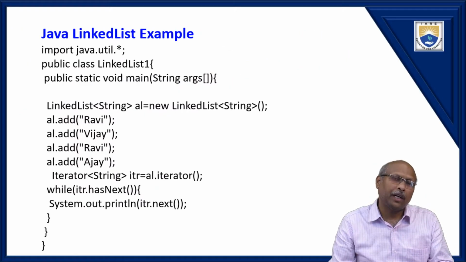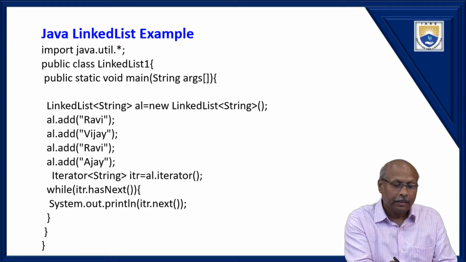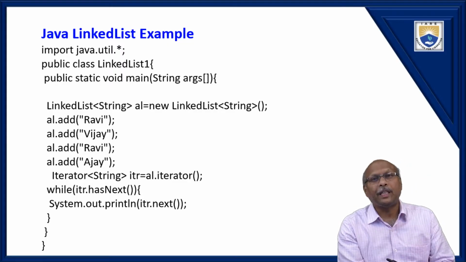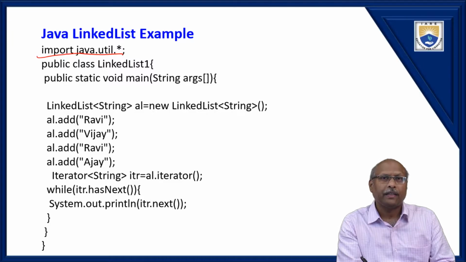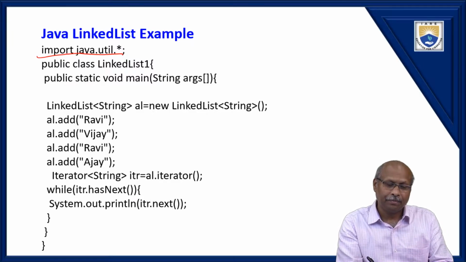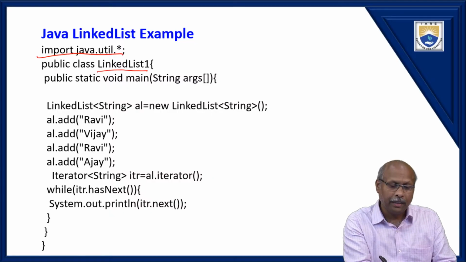Now there is a small example. Anyway, I will show you what methods are there. Before that, let us see a small program on the linked list. Whenever you are writing a linked list program, you have to import first java.util.*. This package holds the linked list. And this is my class name, LinkedList1.